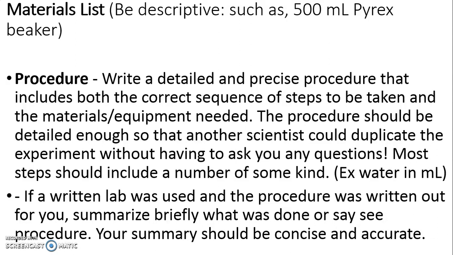And then your procedures. Write a detailed and precise procedure that includes both the correct sequence of steps to be taken and the materials and equipment needed. So you can't just tell me change the number of lights. You need to tell me how many lights each plant is getting and what step that is in your procedures. I have to be able to read your procedures and repeat your experiment. So after you're done writing your procedures, you should go through them in your head. Okay, if I do this step, this step, this step, and by the end, you should be able to redo your experiment. That's what goes into the procedures part of your lab report.